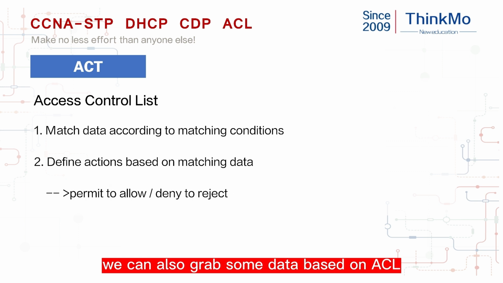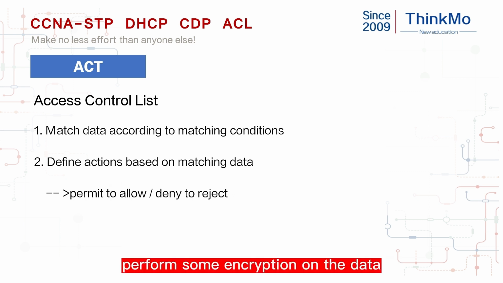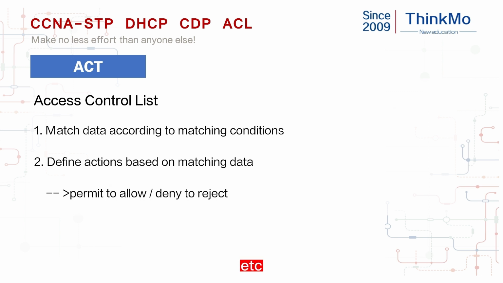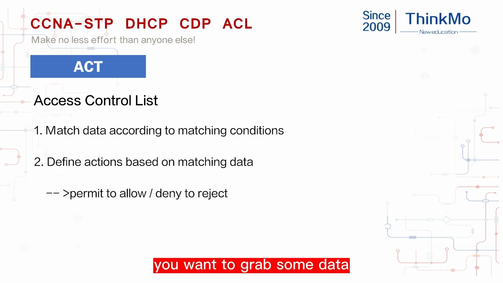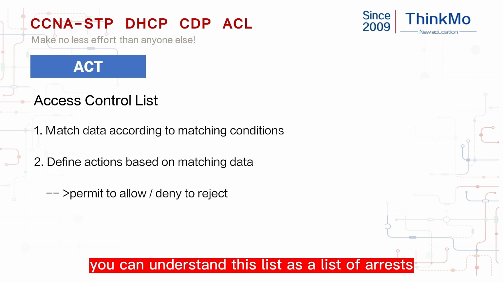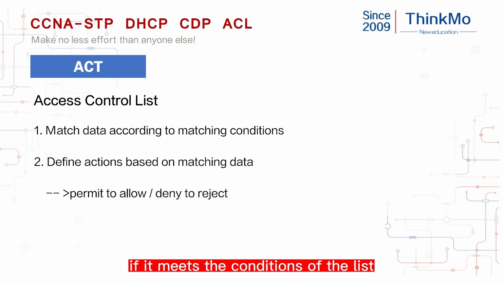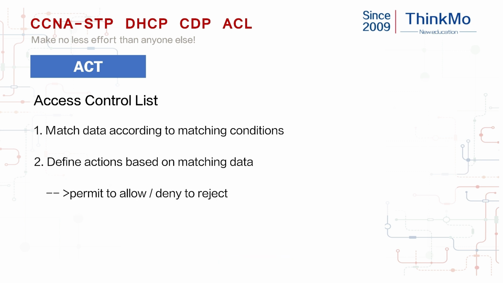We can also grab some data based on ACL, perform some encryption on the data, etc. You want to grab some data, then operate on the data accordingly. There are quite a lot of controllable directions for this operation. ACL first has the concept of a list. You can understand this list as a list of arrests. If it meets the conditions of the list, it will be captured.